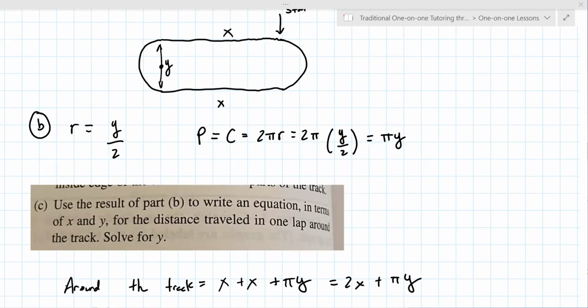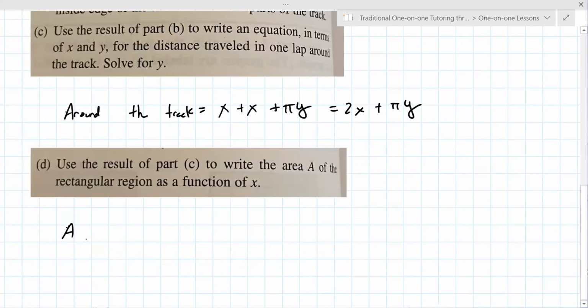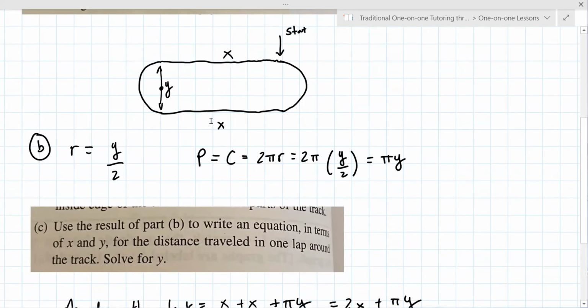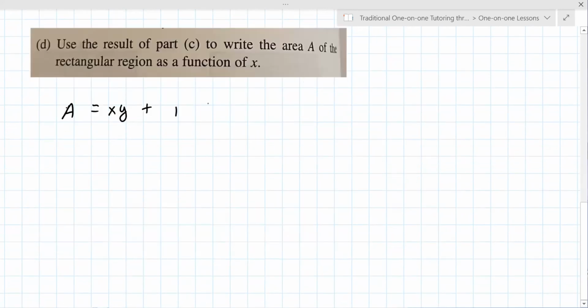Again, if anything is unclear here, interrupt me and I'll do a better job of explaining it. So the area inside the track. You've got to go back to this picture again. There's a rectangle here, and the area of the rectangle is x times y. So it's x times y, plus you have the area of the circle. There's two semicircles, that makes a whole circle. We know that the area of a circle is pi r squared, and the radius is y over 2. So this is xy plus pi y squared over 4.